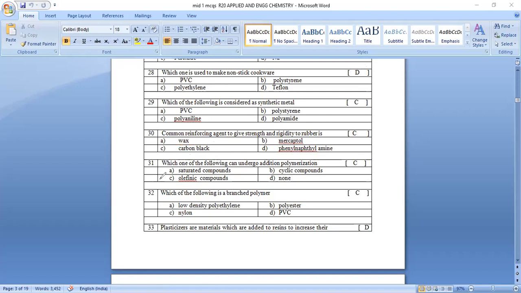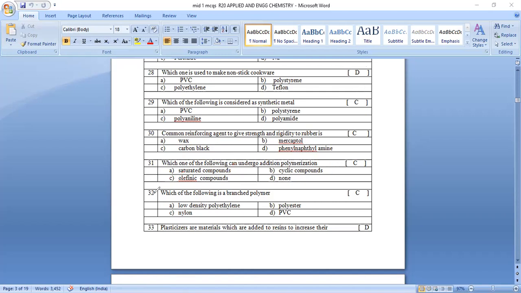Question number 31. Which of the following can undergo addition polymerization? See here. A cyclic compound has no addition polymerization. A saturated compound is nothing but single bonds, so there is no addition polymerization. Olefinic compounds contain a double bond, and only double bond compounds undergo addition polymerization.